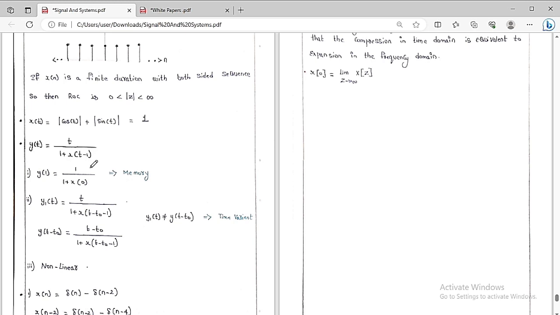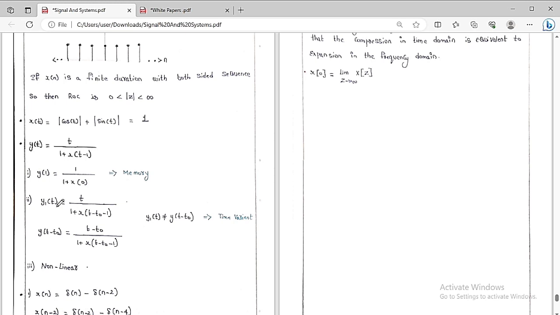So now we'll do some analysis. I'll substitute t equal to 1 here. Then y(1) is equal to 1 by 1 plus x of (t = 1), which is 1 minus 1, equal to 0. So we can say the present output depends upon the past values of the input. Therefore the system has some memory. Now I want to check whether the given system is time invariant or time varying.